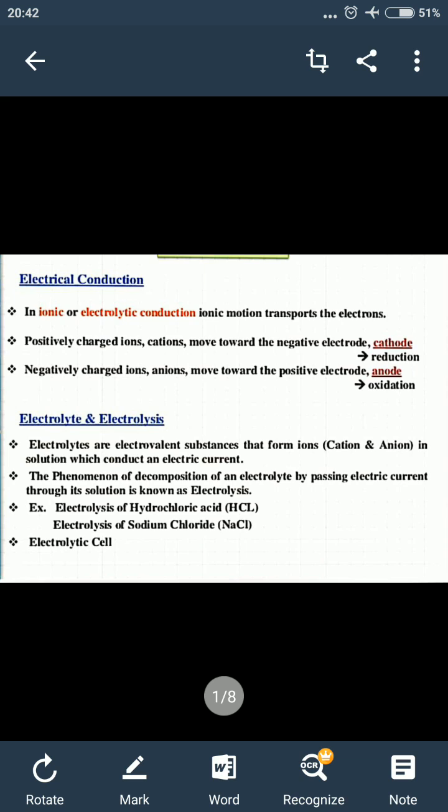The phenomenon of decomposition of an electrolyte by passing an electric current through the solution is known as electrolysis. Example, electrolysis of HCl. It furnishes H+ and Cl- ions. Electrolysis of sodium chloride, NaCl.